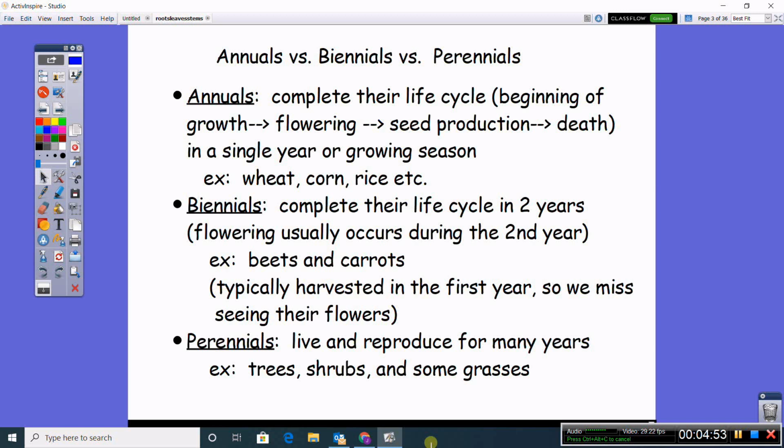So you might see your forsythia, which is the yellow, kind of a bush-looking plant. You'll see your azaleas. Cherry blossoms are starting to bloom right now. Okay, those are all perennials.